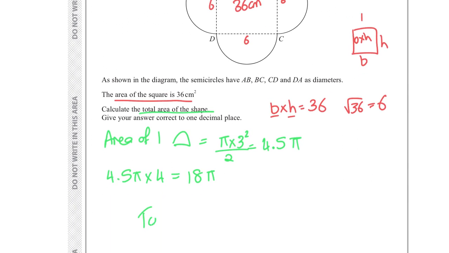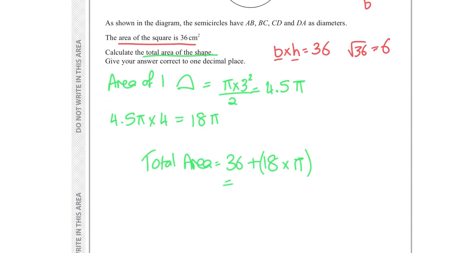And because we want the total area of the shape, we're going to take our original 36 and add it to the 18 times pi. And that will give you the total area of 92.5, because it wants it to one decimal place, centimeters squared.